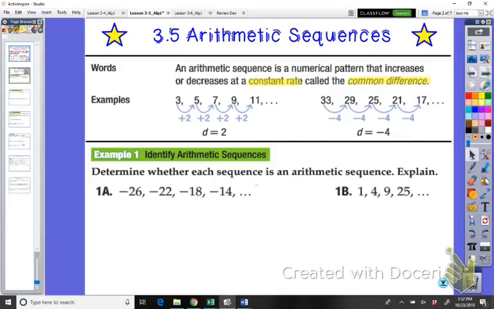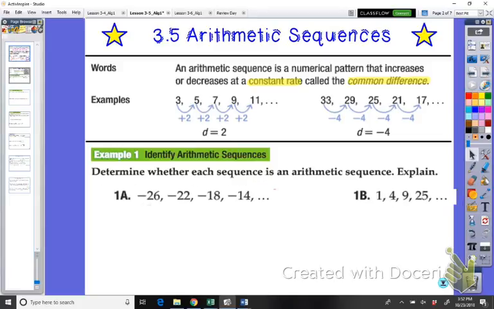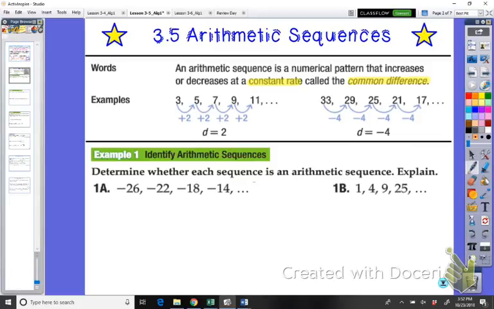So example 1, identify arithmetic sequences. Determine whether each sequence is an arithmetic sequence. Explain. So look at the numbers and think, how do you get from one to the next? So negative 26 to negative 22, you have to add 4. And from negative 22 to negative 18, you're also adding 4. And from negative 18 to negative 14, you're also adding 4. So this is an arithmetic sequence. The common difference is 4.